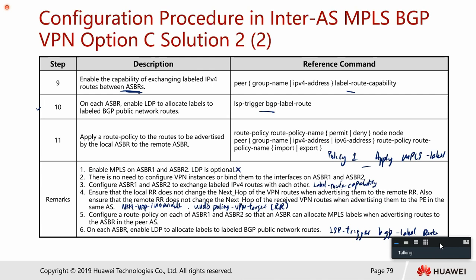Is that okay? So far, questions from here? So this is step by step, in total 11 steps. But definitely we can reduce all those steps. And if they have no questions on these steps, let us do the lab together. All right, so let me just share this. Yeah, this one is an Inter-AS VPN option C2.